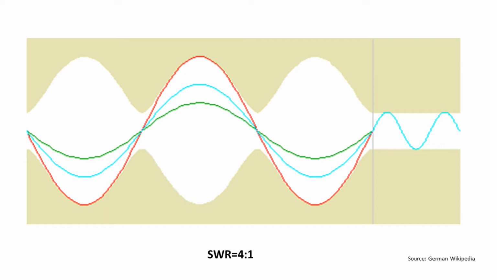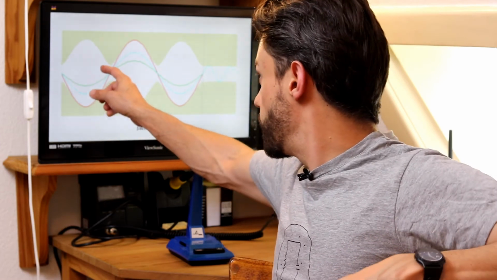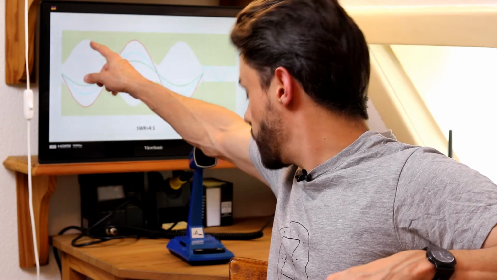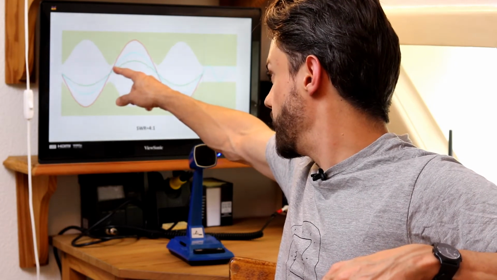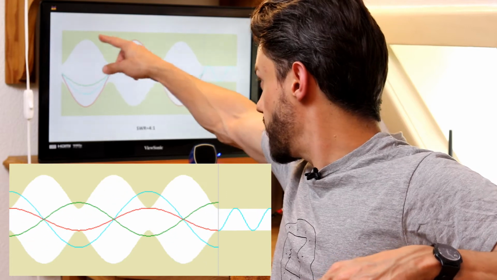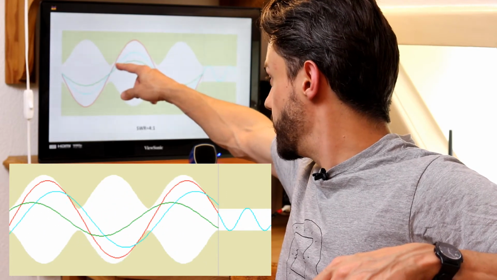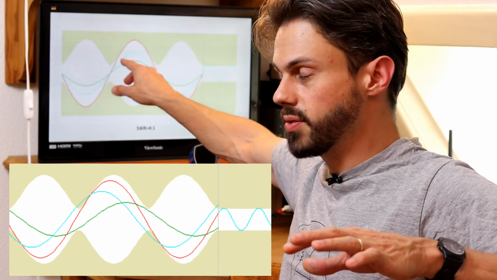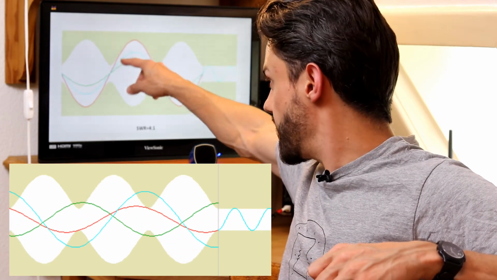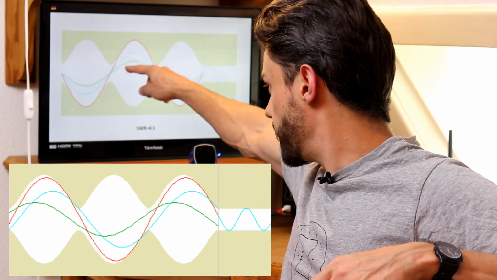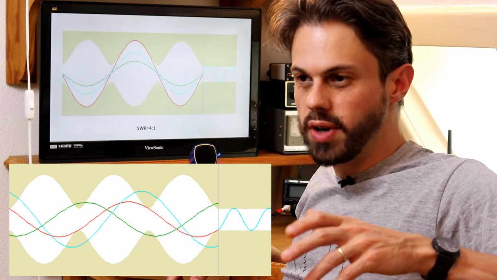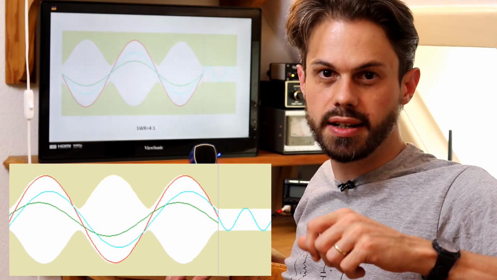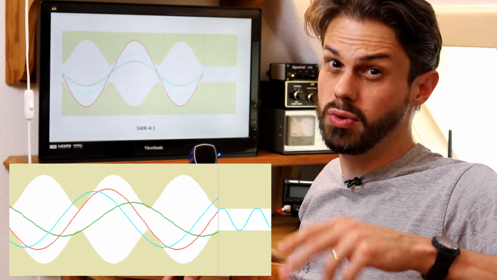So what describes the standing wave in this case is the ratio between the peak of the white standing wave and the minimum of the white standing wave. And the peak is at 4 and the minimum at 1, or at least it's the ratio. So that's why it's an SWR of 4:1. You see, and that's also why it's called a standing wave ratio or voltage standing wave ratio of 4:1.